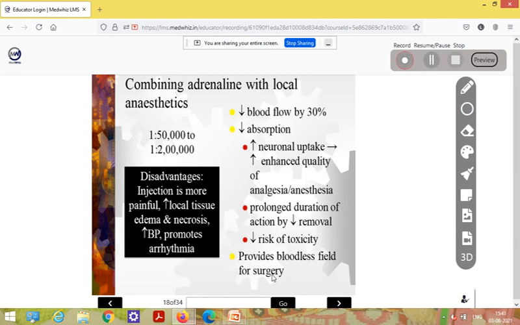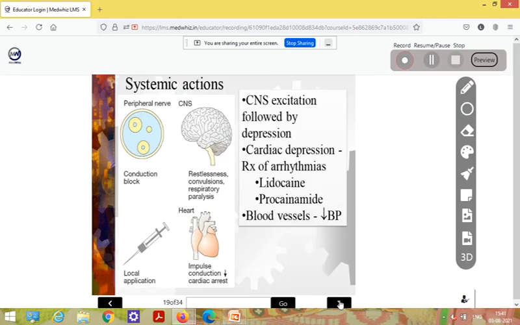For some of the surgeries, you need a bloodless field. For that reason, you would be employing a local anesthetic with a vasoconstrictor. But this technique is not without its disadvantages. When you use this technique, the injection is going to be very painful. And if there is some kind of extravasation, then local tissue necrosis and edema are bound to happen. And if adrenaline gets systemically absorbed, it is a sympathomimetic drug, so what does it do? It's going to increase your BP, it can promote arrhythmia, and so on and so forth. So these are some of the disadvantages of combining adrenaline with the local anesthetic.